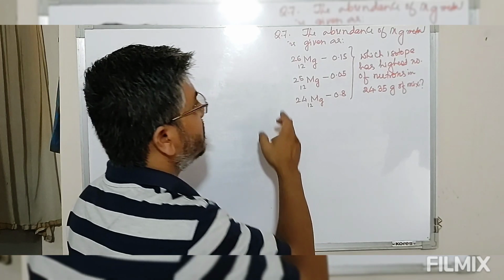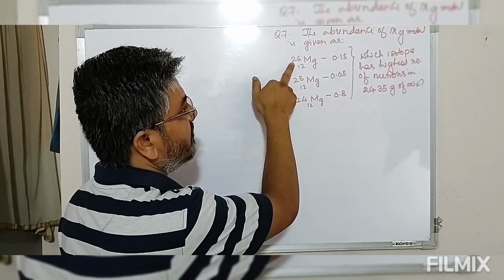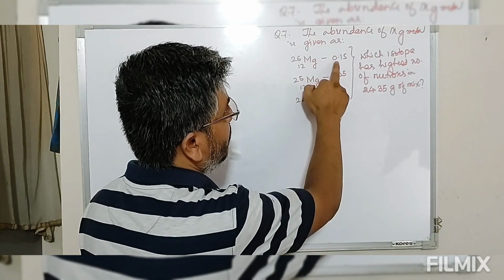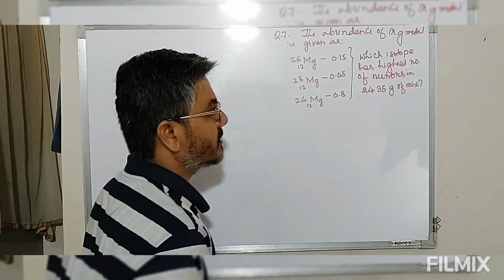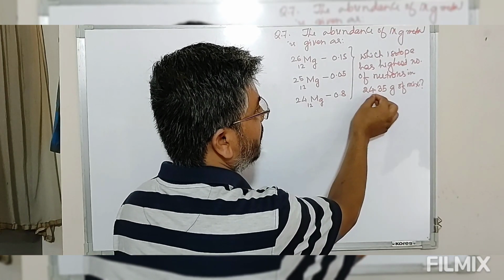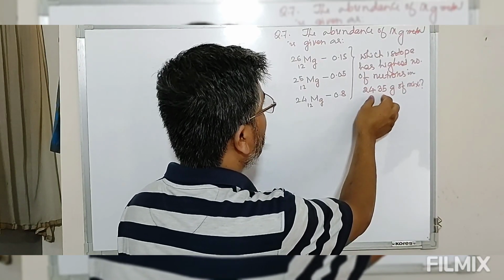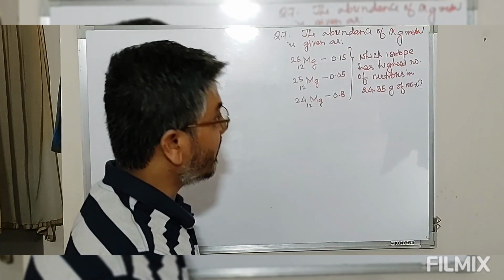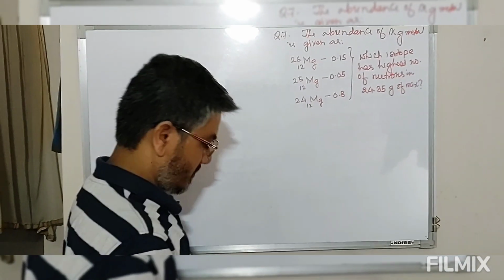Now we are given three isotopes of the metal magnesium, with isotopic masses 26, 25 and 24, and their percent abundances are given there. 26 is 0.15, 25 is 0.05, 24 is 0.08. Now the question says we have a mixture of 24.35 gram. In this 24.35 gram of the mixture, which isotope has the highest number of neutrons? So we have to find neutrons. So this is the mass number, this is the atomic number. So look at this.